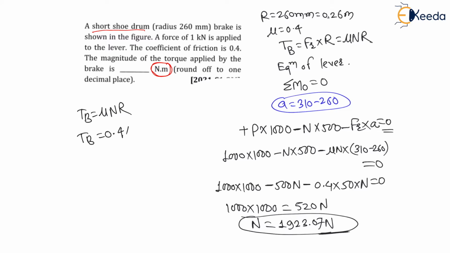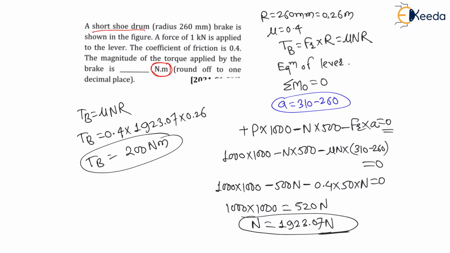Coefficient of friction is 0.4 into normal reaction 1923.07 and radius is 0.26 in meter. Therefore this braking torque I will find is equal to 200 Newton meter. This answer you will find. Therefore already they are asking in Newton meter, so here in this fill in the blanks you have to type only 200 for getting full marks.